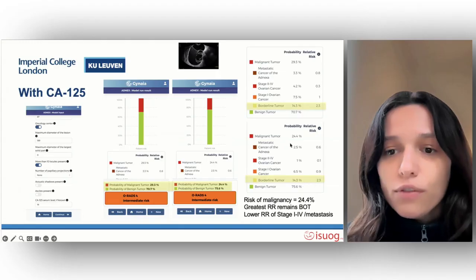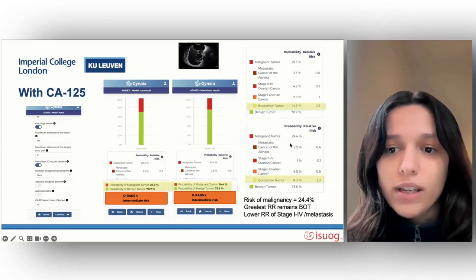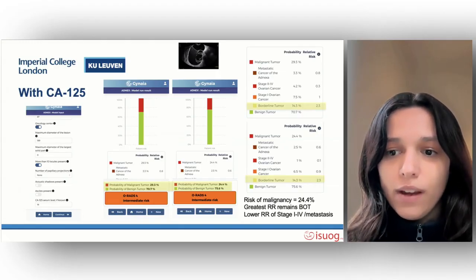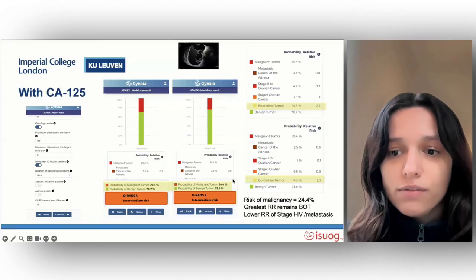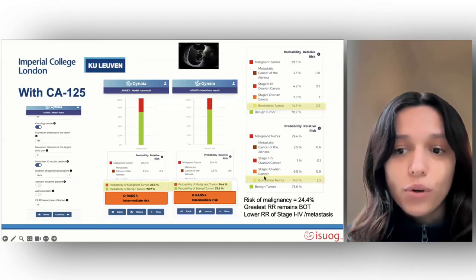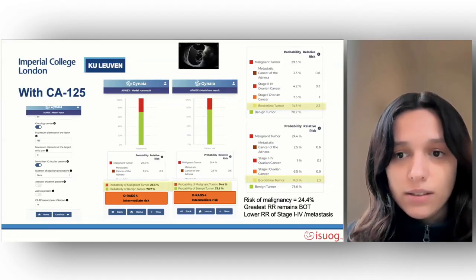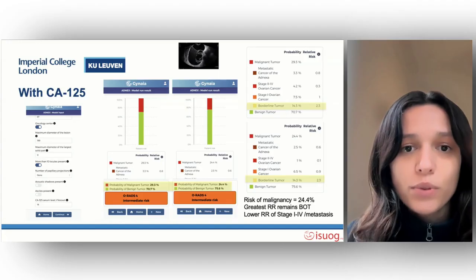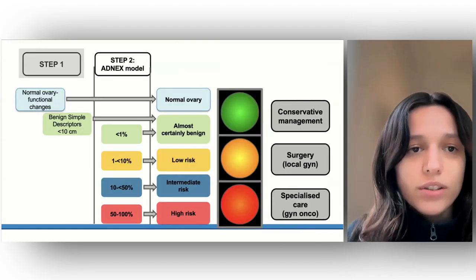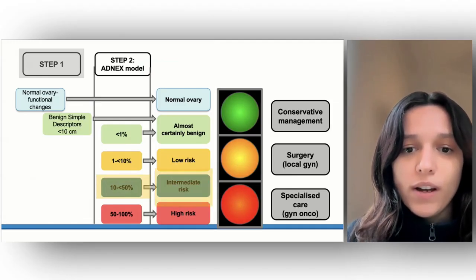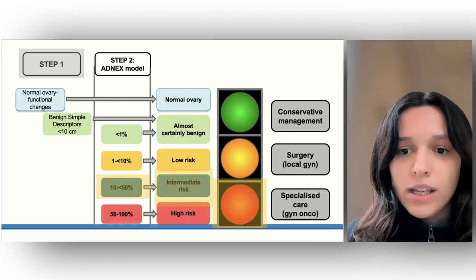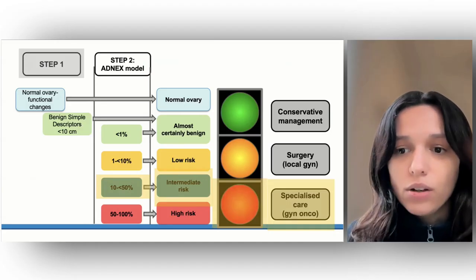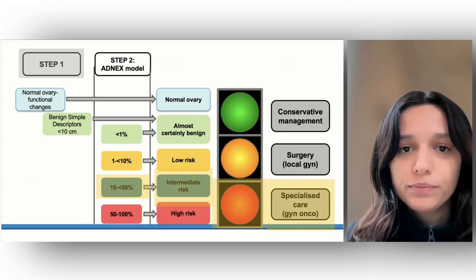But still, the overall relative risk of malignancy was still greatest for a borderline ovarian tumour, with a lower relative risk of a stage 1 to 4 cancer or metastasis. So this patient was managed surgically. Step 1, we cannot apply the benign descriptors. Step 2, we applied the ADNEX model, which provided an intermediate risk of malignancy, and so she was referred to a gynae-oncologist for onward care.